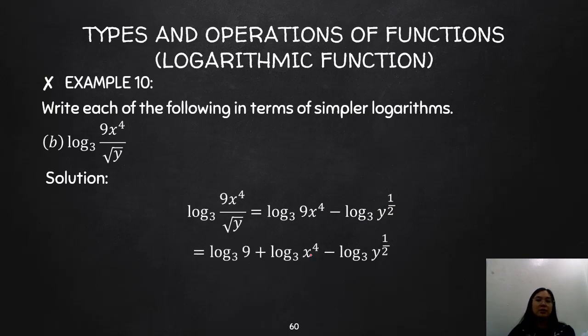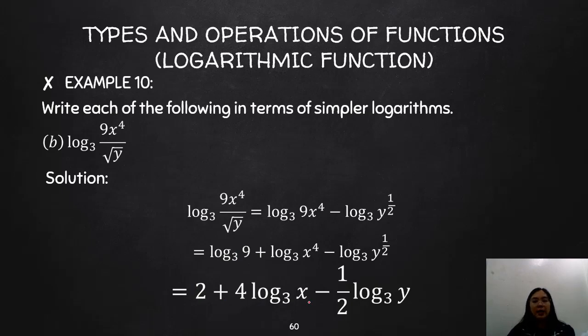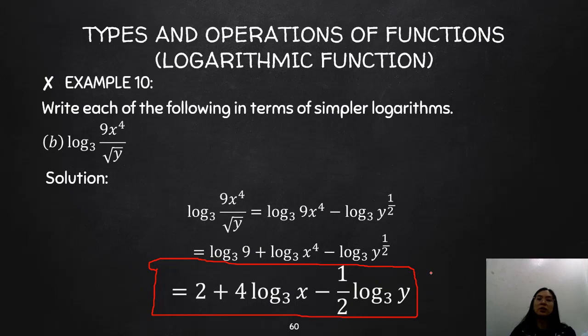And then, we could simplify this further. Paghiwalayin natin si 9 tsaka si x raised to 4 such that we get log of 9 to the base 3 plus log of x raised to 4 to the base 3 minus the log of y raised to 1/2 to the base 3. And then, using property 9 again, yung mga exponent, ilagay natin siya prior to the logarithm. So, you will have, sinimplify na po ito, log of 9 to the base 3 is equivalent to 2 plus 4 log of x to the base 3 minus 1/2 log of y to the base 3. So that is the simplest form for this particular function.